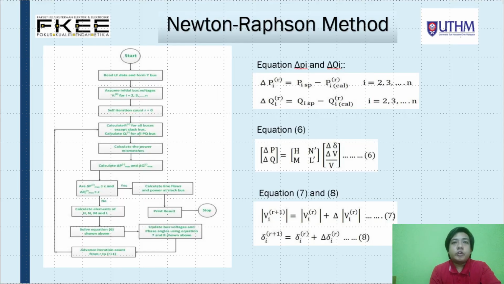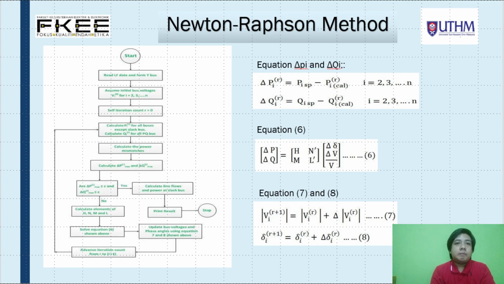Next are the steps for using the Newton-Raphson method. Firstly, we need to read the LF data and form the Y-bus. After that, we assume the initial V for i equal to 1, 2, 3 and so on. Then calculate the P and Q for all buses except for the slack bus for P, and calculate the power mismatch. After we get the answer, calculate delta Pi and Qi, and if the answer is less than a specific tolerance, calculate the line flow and power at the slack bus and print the result.